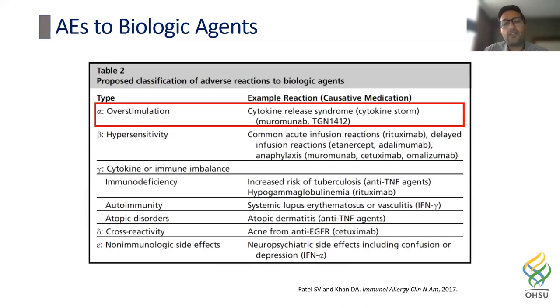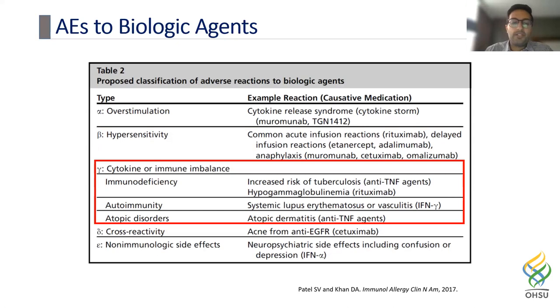So alpha is really overstimulation from the biologic. The biologic's doing its job, but at an uncontrolled level, and you get a cytokine release. And that cytokine release can end up causing symptoms that are consistent with anaphylaxis, but it's not through mast cell degranulation exclusively or histamine tryptase release. So very similar presentation, but due to cytokine release. Beta is our general hypersensitivity. So this includes both acute, IgE-mediated and non-IgE-mediated acute reactions or acute infusion reactions, as well as delayed reactions.